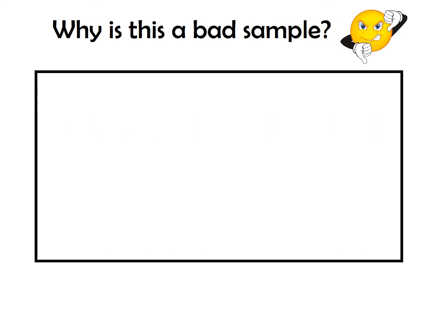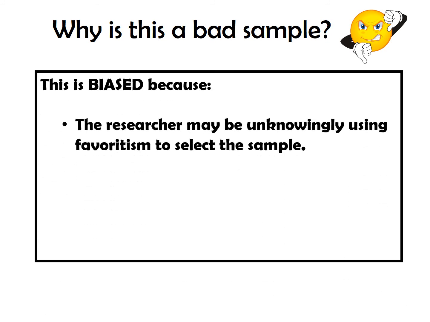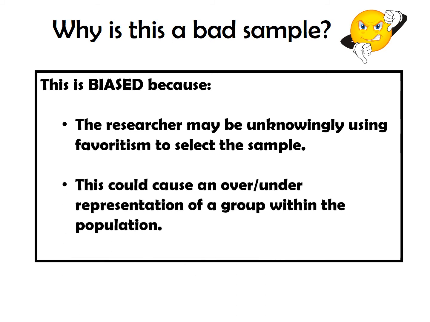So why is this a bad sample? This is biased because the researcher may be unknowingly using favoritism to select the sample, and this could cause an over- or underrepresentation of a group within the population.